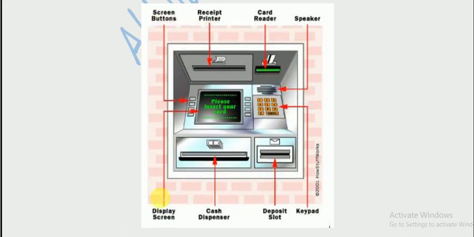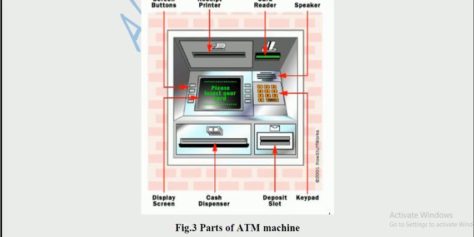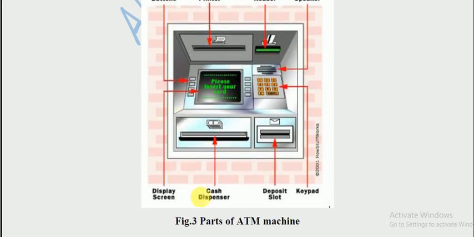We can see the simple diagram of the ATM machine, where this shows the display screen, the cash dispenser, the deposit slot, and this is the keypad. Here it shows the speaker, and it also consists of the card reader, the receipt printer, and screen buttons are also there. So this is the block diagram, or we can say the parts of the ATM machine.